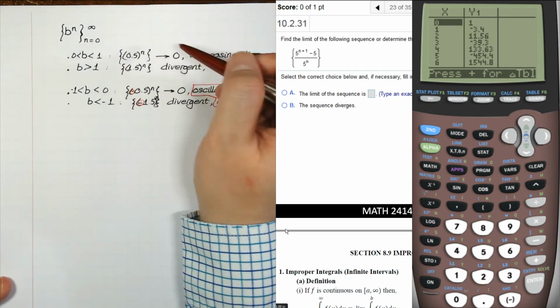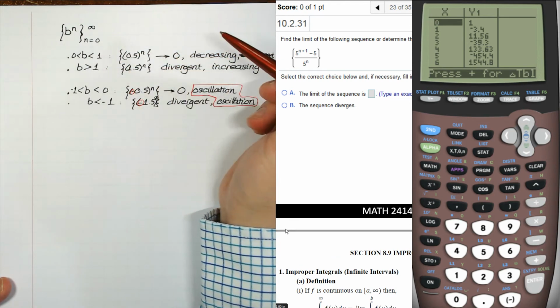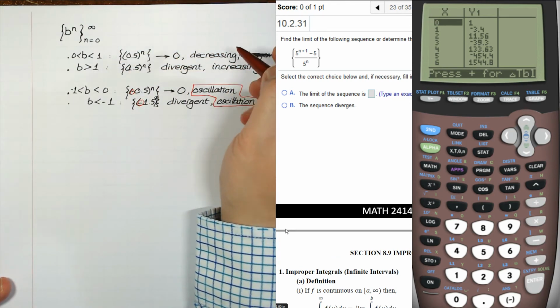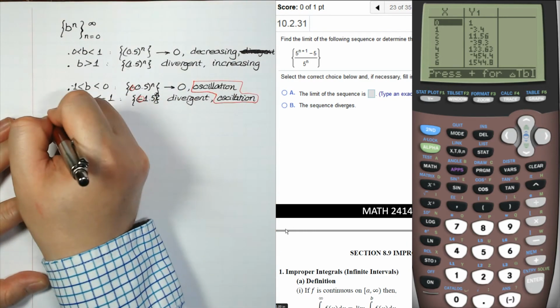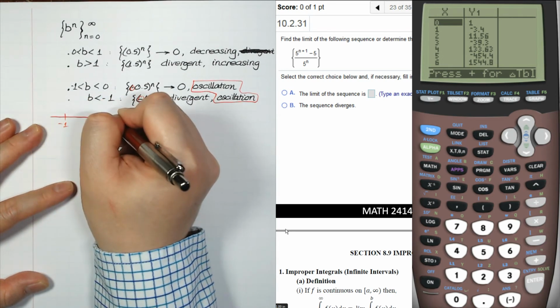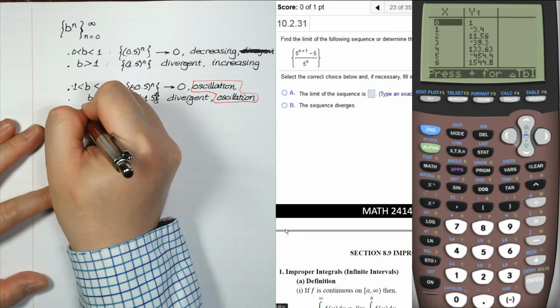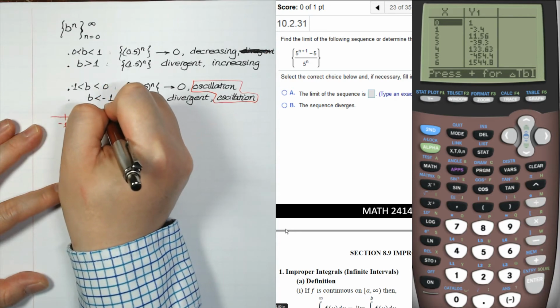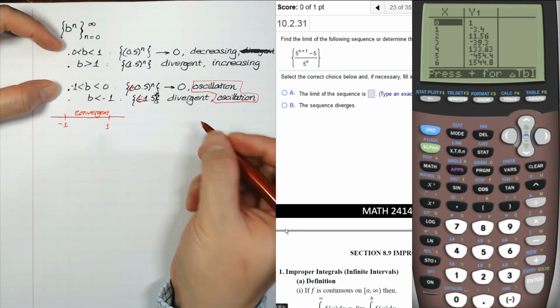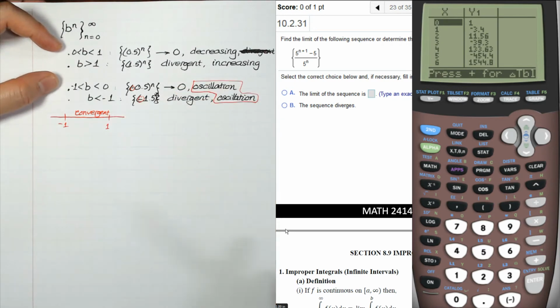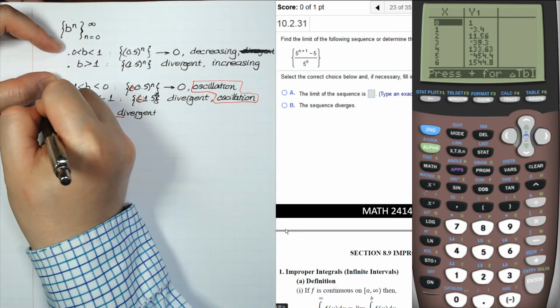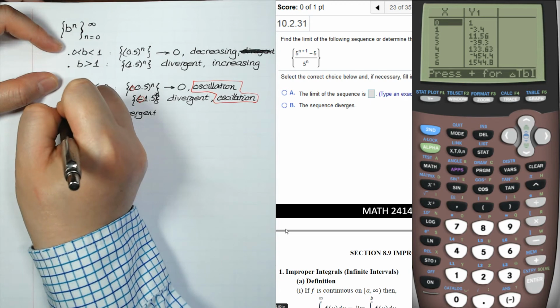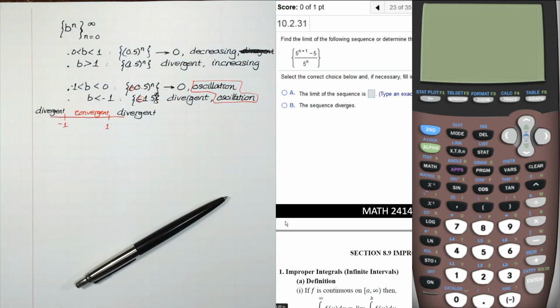And when b is positive, it will be increasing or decreasing, or what we call monotonic. And in terms of convergent and divergent, anything between -1 and 1 is convergent. So those two are convergent, go to 0, and on the outside will be divergent. I'm sure we'll talk about that more in section 8.1.